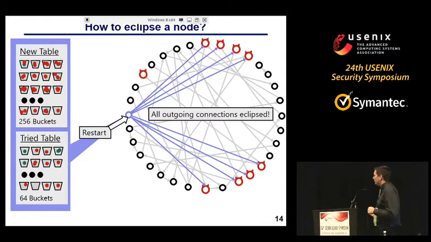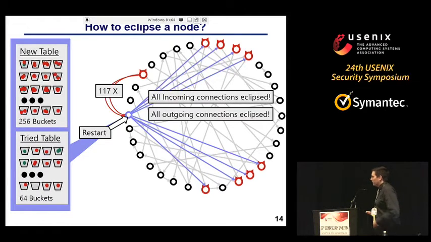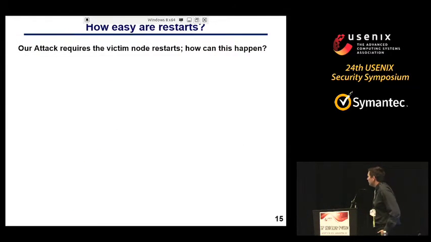But remember that I said these nodes also have incoming connections. So how do we do this? Well, it's actually really simple. You can make 117 connections from the same IP. So you can just fill up all the incoming connection slots on a node and eclipse it.